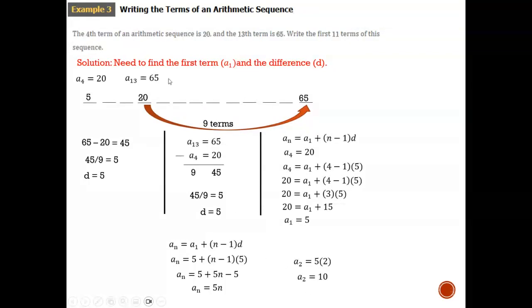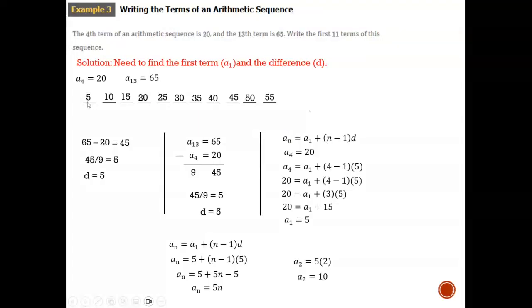So we could do that, but again, you just need the 11 terms. So just knowing the difference is 5, we're going to add 5 each time, right? So 5, 10, 15, 20, 25, 30, so on and so forth, 35, 40, 45, 50, 55. Now remember, 65 was the 13th term. I used it to help me find the values, but I only needed the first 11. So I can go ahead and stop right there. And these are the first 11 terms of my sequence.